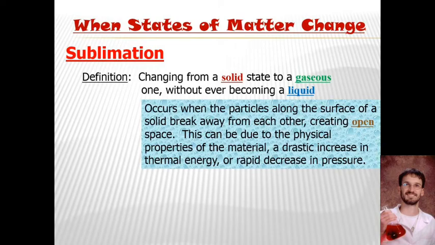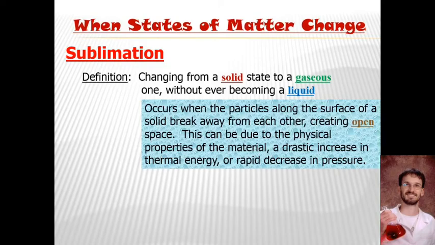Another way that matter can go from one form to another is via something called sublimation. Sublimation is when you skip the liquid phase and you go directly from the solid to the gas. There's a bunch of materials that will do this. This happens when the particles along the surface of a solid, instead of breaking loose and sliding around each other, jump right to having open space between them. And they go right from the solid to the gas.